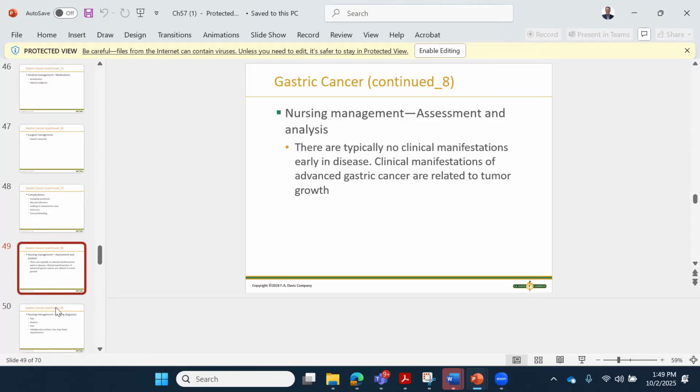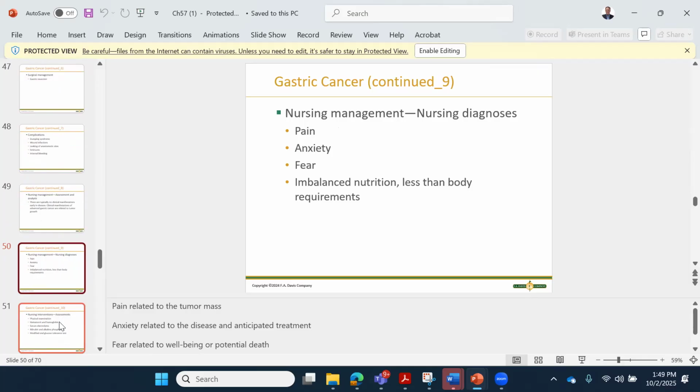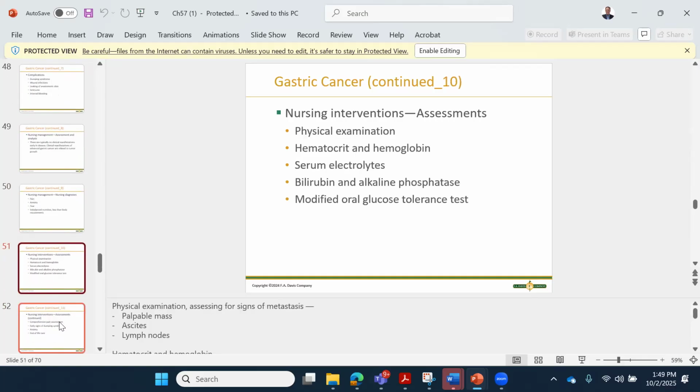Okay. And again, you have to know that early in the disease process, there are not many clinical manifestations, but later you're going to have a plethora of clinical manifestations. And again, it's likely to metastasize early. These are some nursing diagnoses that are listed, including imbalanced nutrition, less than body requirements, but also other things like anxiety and fear.